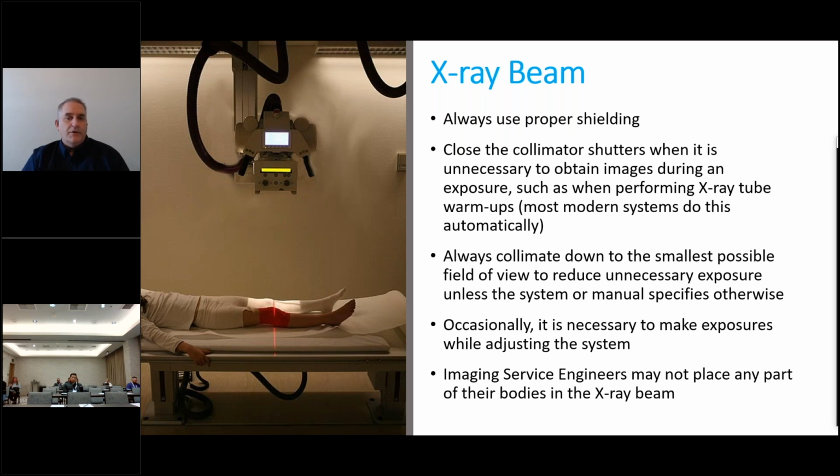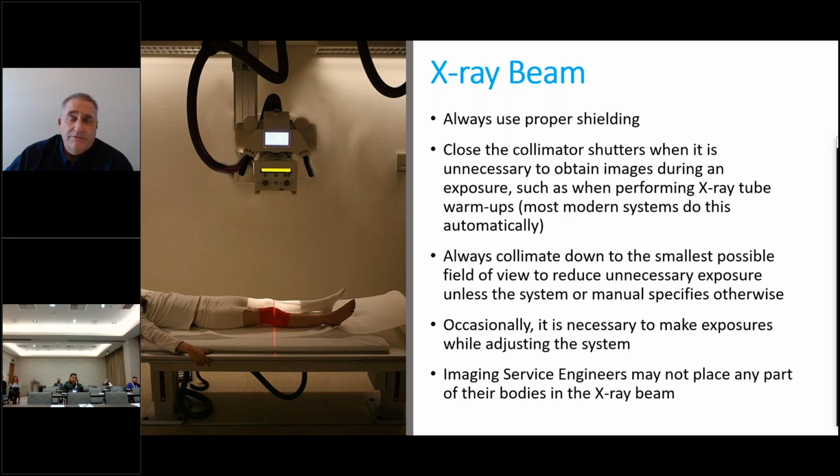And again, if you're putting a phantom down, you should be collimating down to the size of the phantom. You shouldn't be having the exposure wide open unless the procedure tells you that that is exactly what is required. There are a few systems and a few types of calibrations that do require the collimator to be completely open, but then there's absolutely no reason for you to be in the room while you're making that exposure, because you're essentially just pointing the X-ray beam at something and it's unrestricted in any way. So again, the best place for anyone is to be outside the room.